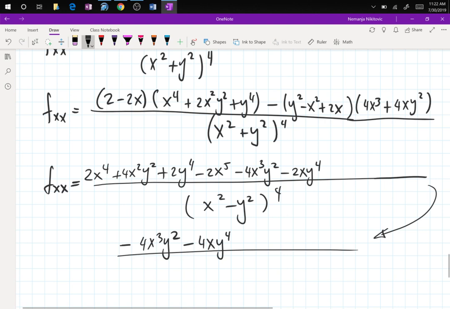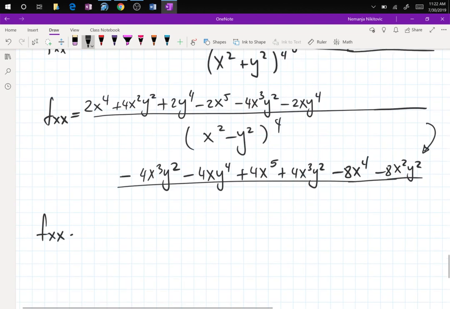Minus and minus gives me plus, no, 4x to the 5th. 4x to the 5th. And then plus 4x cubed y squared. And with the 2x, and we're done. So minus 8x to the 4th. Still doesn't fit. One more term. Minus 8x squared y squared. Great.